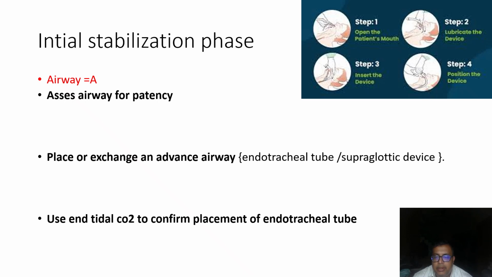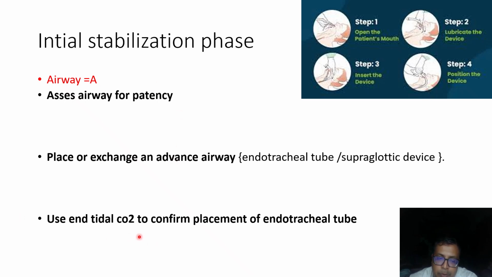Post-cardiac arrest care begins with the initial stabilization phase. In this phase, the first step includes assessment of the airway, whether the airway is patent or not. If the airway is patent, need not worry, apply oxygen. If the airway is not patent, you may place or exchange an advanced airway. That may be an endotracheal tube or a supraglottic airway device.